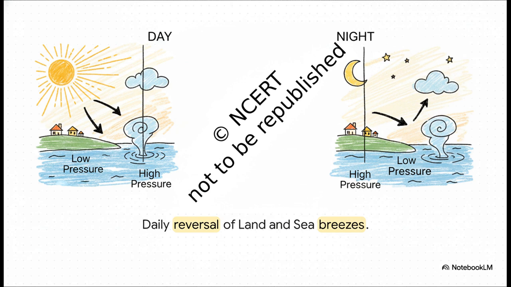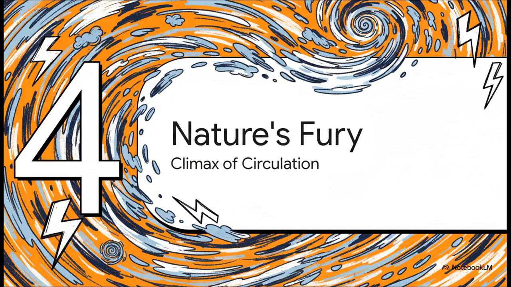But at night, the whole process perfectly reverses. The land cools down much faster than the water, creating higher pressure over the land, and the breeze turns around and blows right back out to sea. It's the exact same planetary engine at work, just playing out right in your backyard. Which brings us to Part 4, Nature's Fury, the climax of circulation.